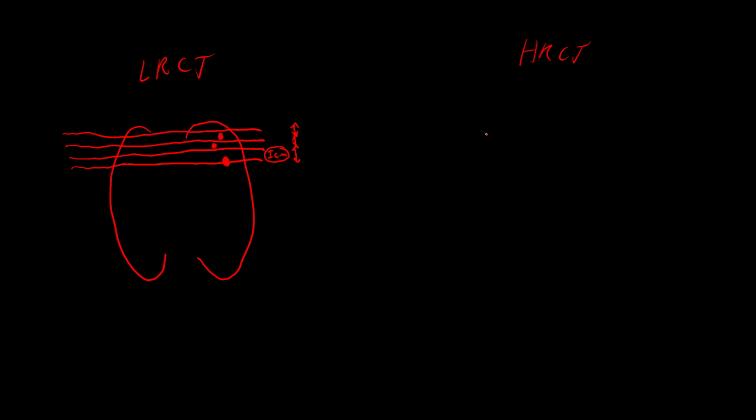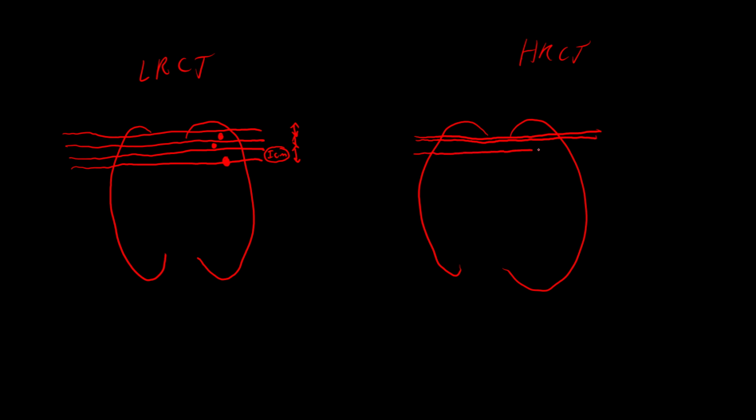High-res CT is going to be a little different. Here's the lungs. High-res CT looks at really thin cuts, maybe 1 millimeter, tiny little cuts. The thing that's good about those tiny cuts is that they can really give good definition of the lung. So here are these 1 millimeter cuts. They can look at things like fibrosis.